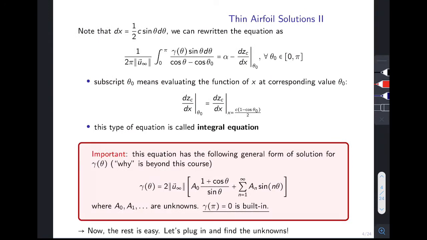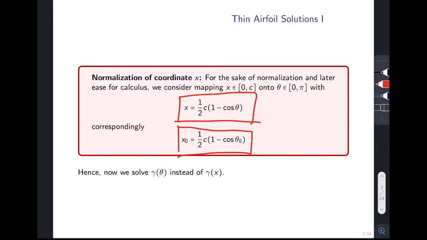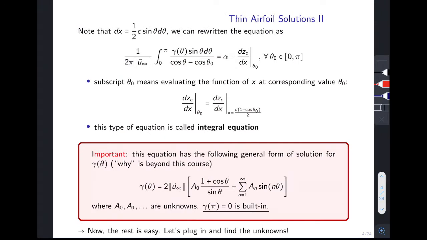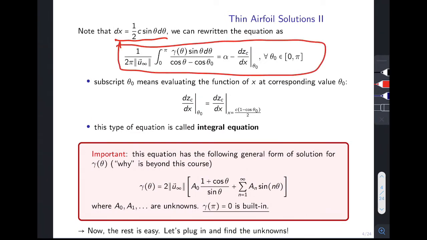So here is what's going to happen. Let's first note that if you take dx over d theta, what you should get is dx equals 1 over 2 c times, the only thing inside here is cosine theta. The derivative of cosine theta is minus sine theta, so we have two negative signs and end up with sine theta d theta. So this expression here, dx equals half of c times sine theta d theta. Then we can rewrite the equation as the following one.